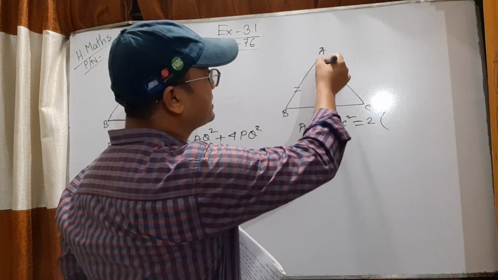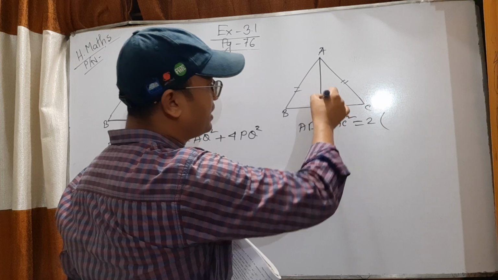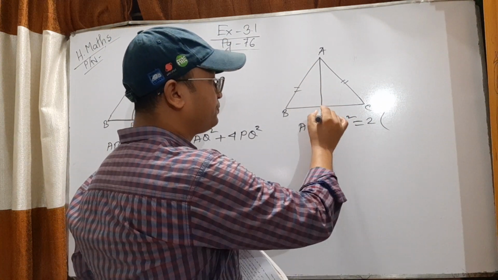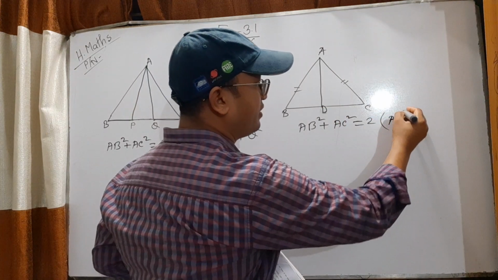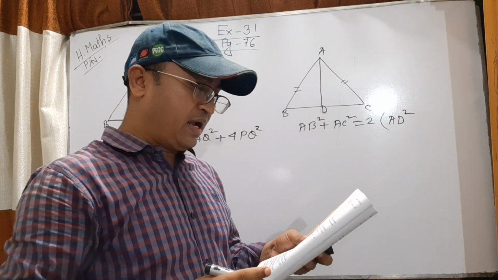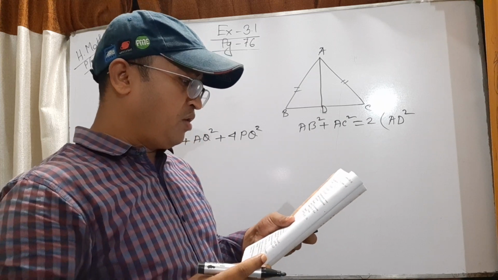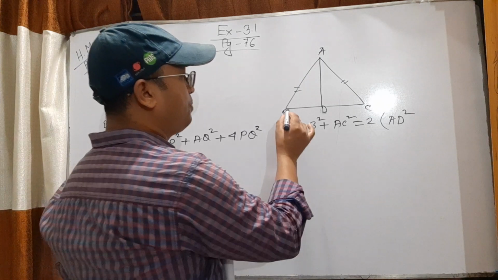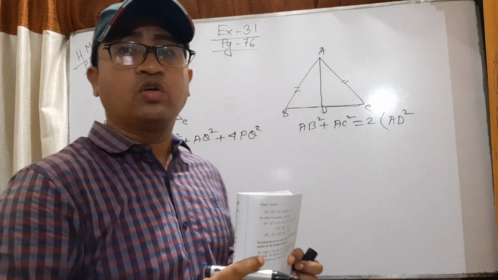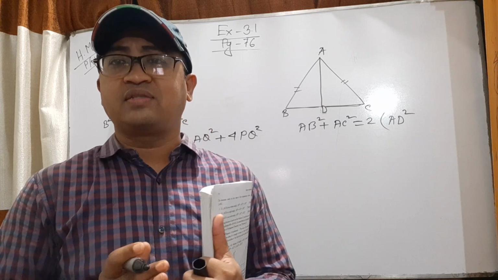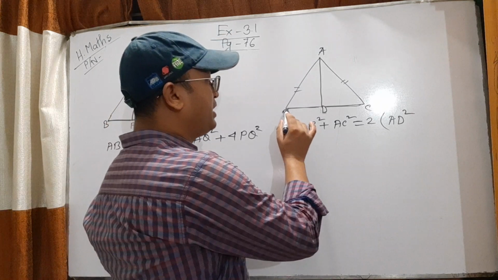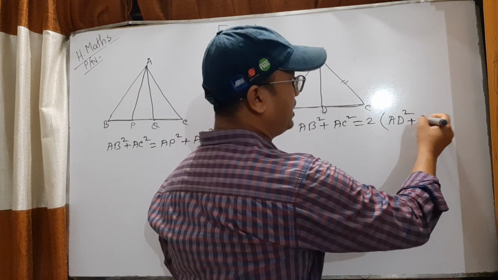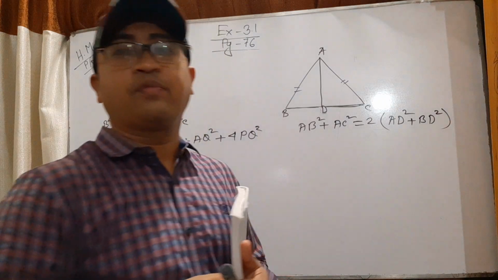So what is the median? Say this is the median, AP or AD. So it will be AD square, and the median of the third side, and on the other half of that side. The other half, BD and CD, are equal, because we know the median bisects the base into two equal parts. So here BD and CD are equal. Any one you can take over there, BD square. This is the Apollonius theorem.